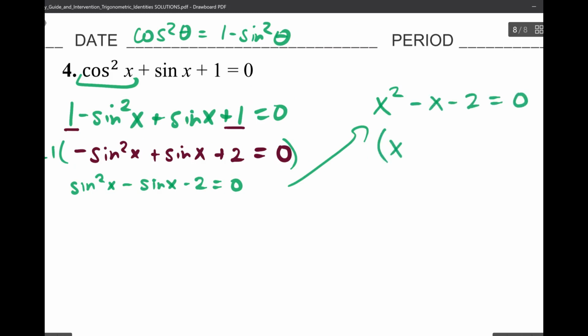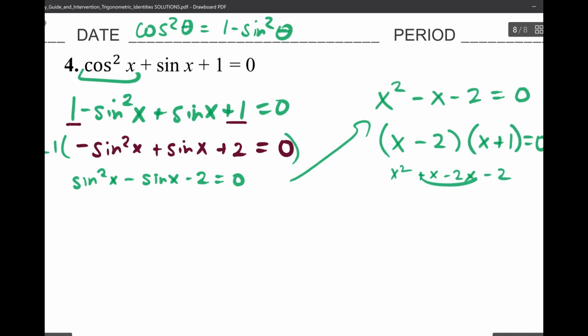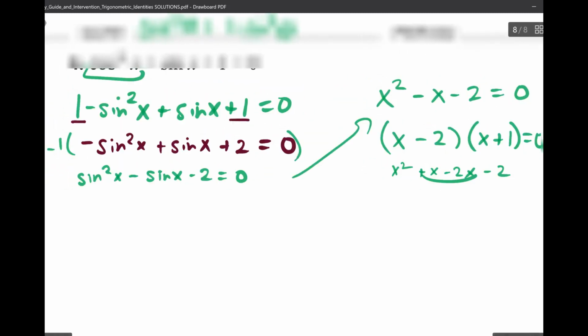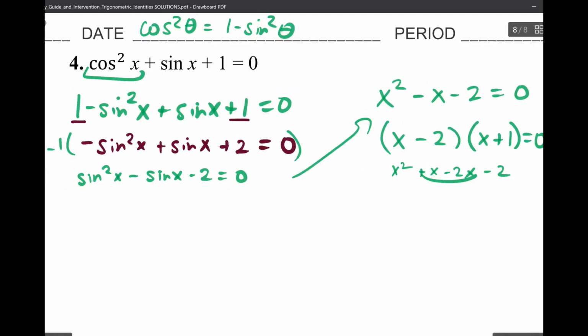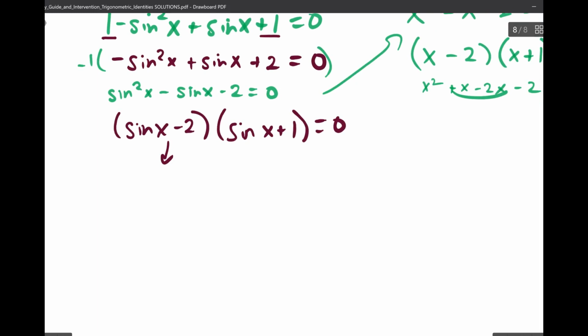Let's see, I have (x minus 2)(x plus 1). Does that work? If I FOIL it out, I have x squared plus x minus 2x minus 2. x minus 2x is -x. Check. We're doing good. So let me plug it back in. I have (sine of x minus 2)(sine of x plus 1) equals 0. I'm going to set each one equal to 0.